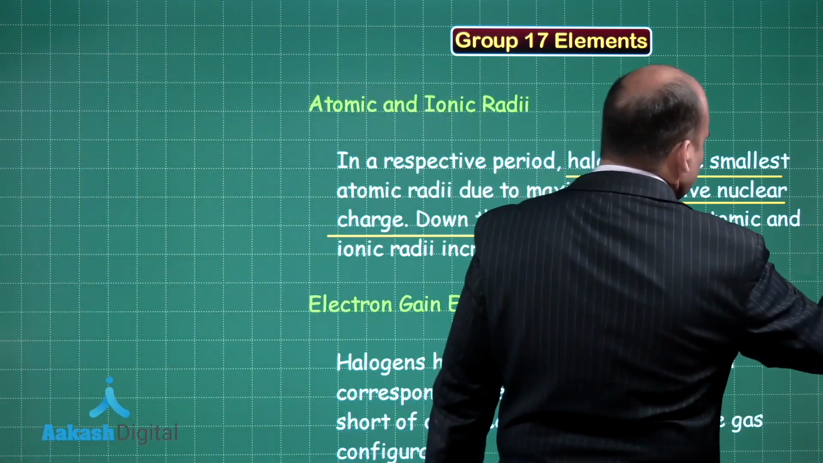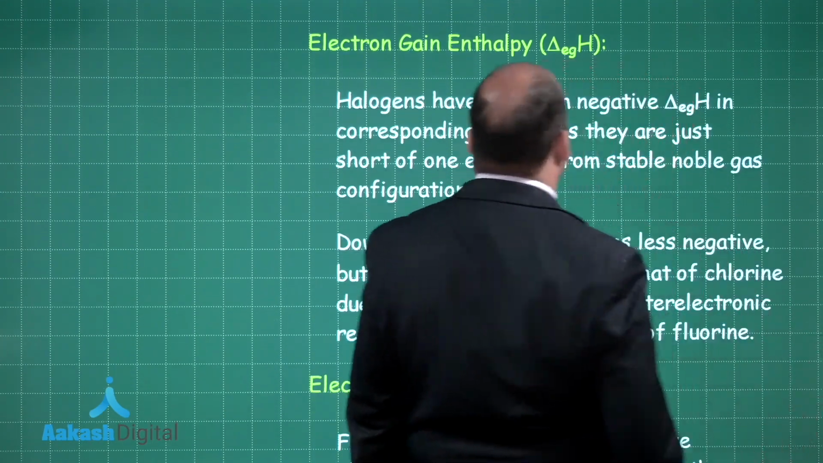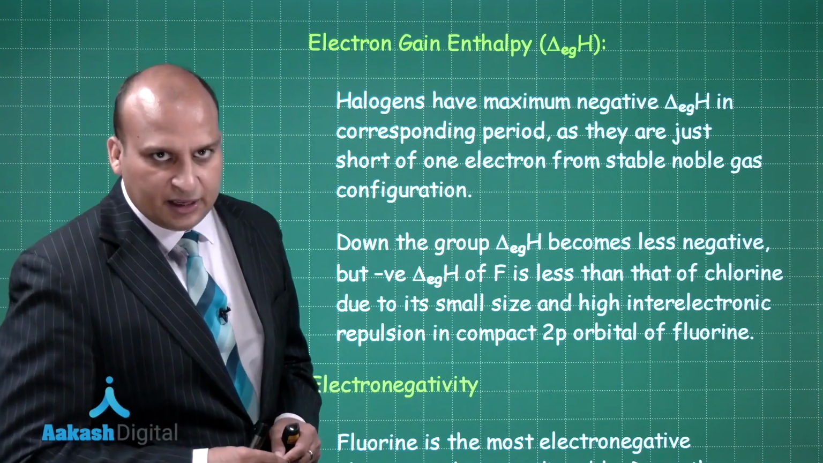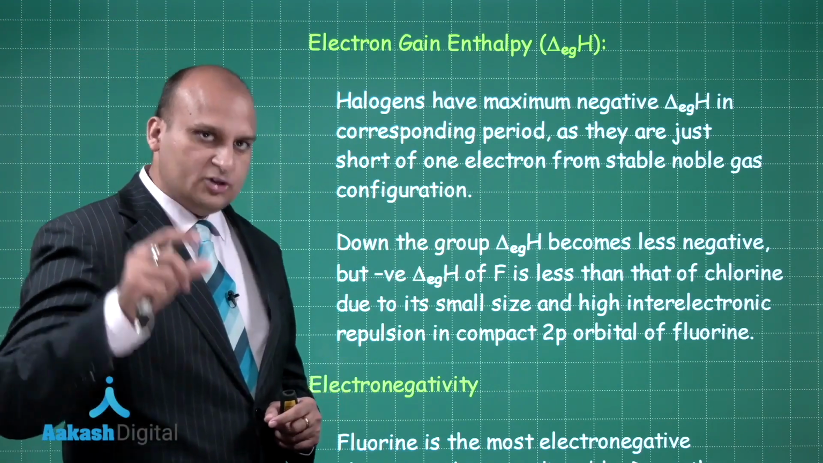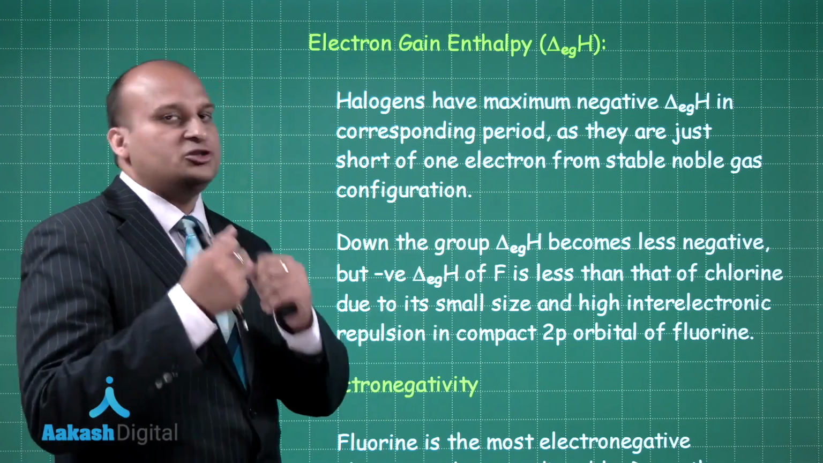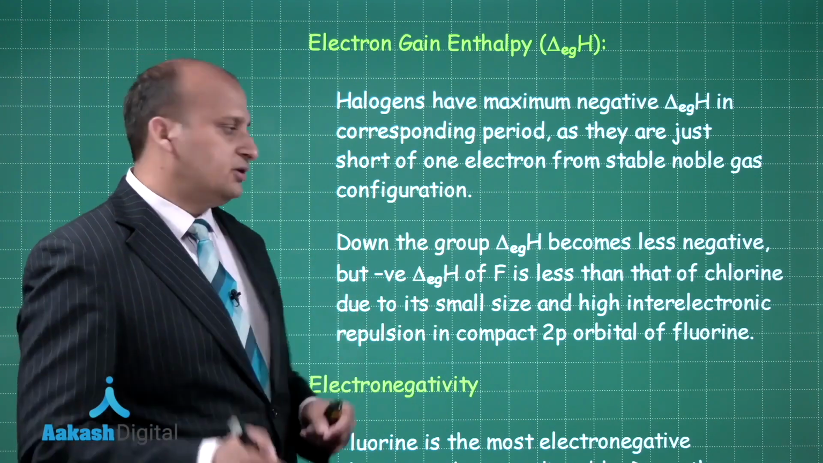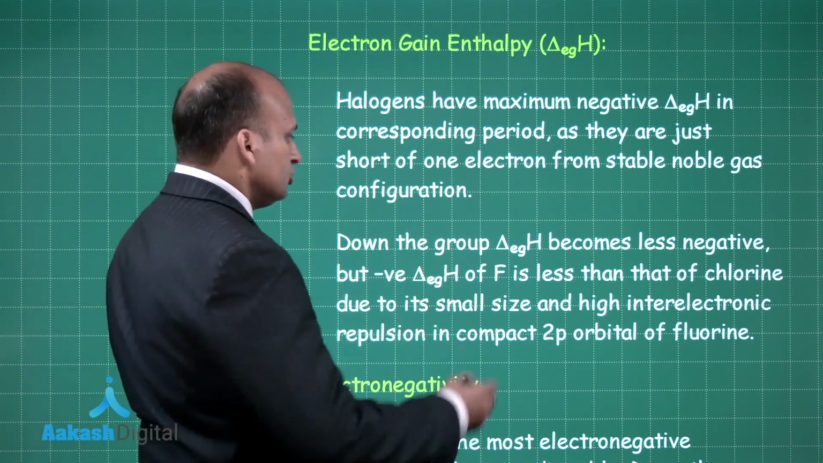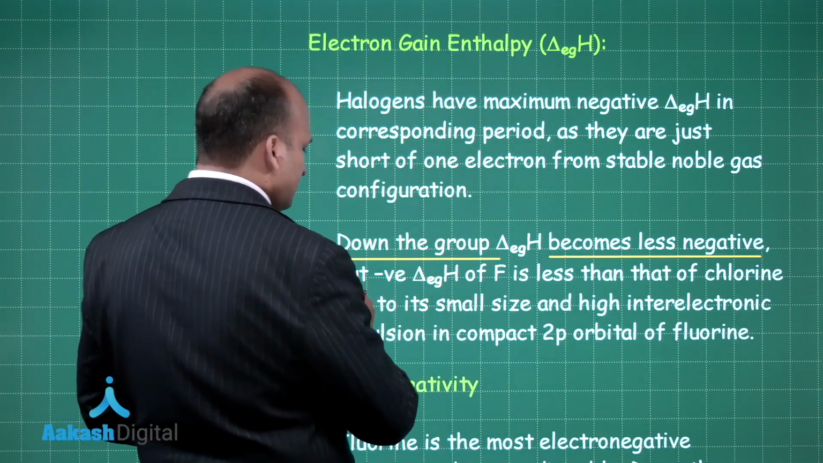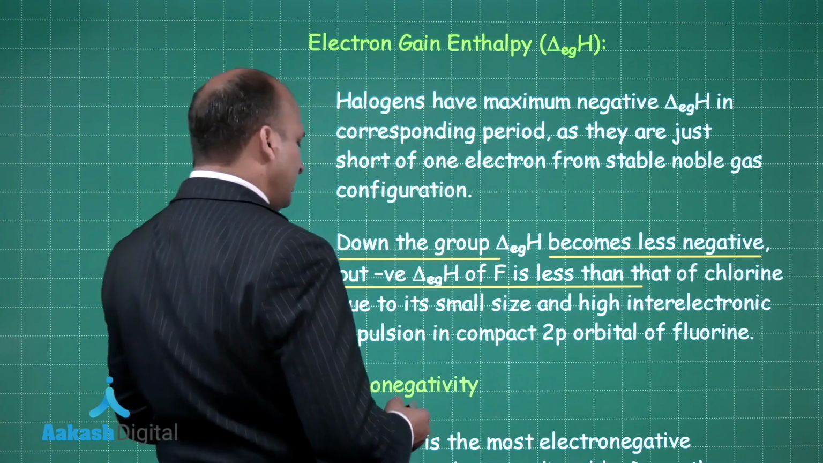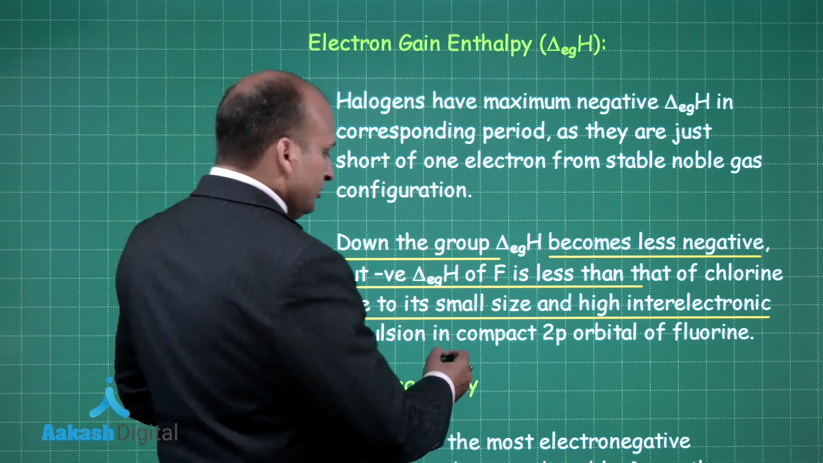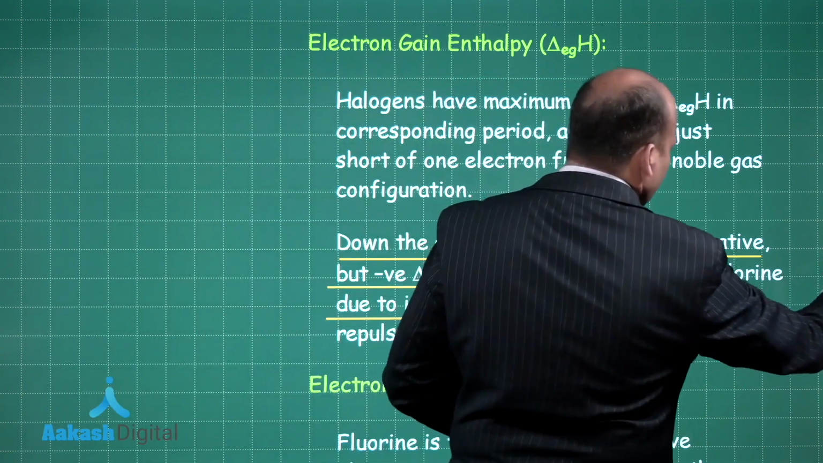When it comes to electron gain enthalpy, these elements have the highest electron gain enthalpy in the periodic table, chlorine being the element having the highest electron gain enthalpy. Why not fluorine? Because in the case of fluorine, the size of 2p orbitals is small, so strong repulsions will occur, right, something similar to oxygen that we studied. So, down the group, the value of electron gain enthalpy becomes less negative, but that of F is less than that of chlorine due to the small size and high interelectronic repulsion due to the compact 2p orbitals of fluorine, right.